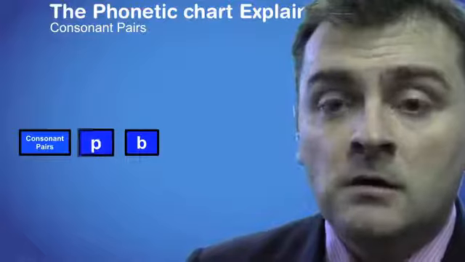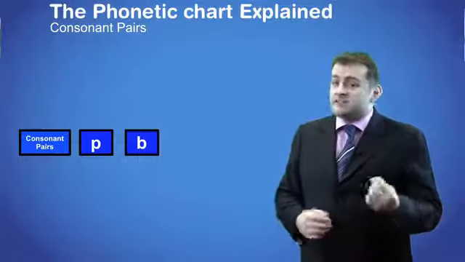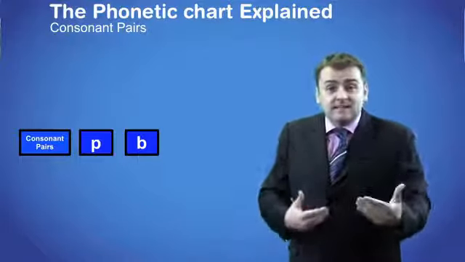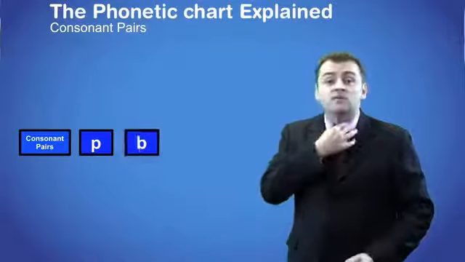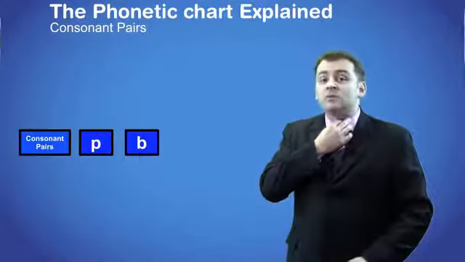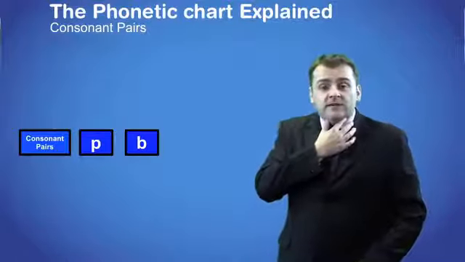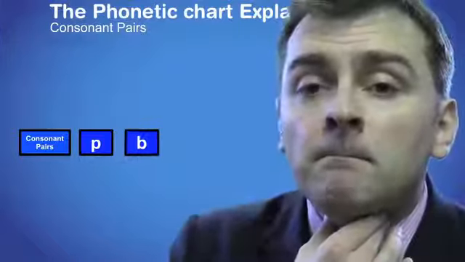P and B. The sound is very similar, but the physical shape of the mouth is almost exactly the same. The only difference is B is voiced, which means that we use our vocal cords to produce the sound. If you feel your neck when you say the sound, you should feel some vibration.